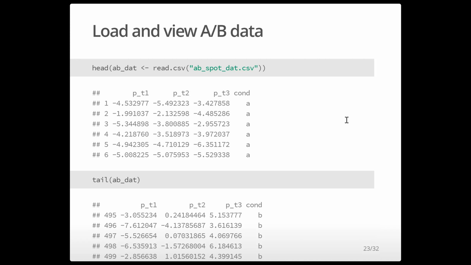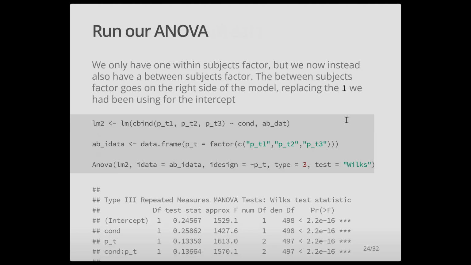So here's a slightly different data set, where we split the participants into conditions A and B. And so we see here podcast engagement across 3 time points in the different conditions. And so we have only one within subjects factor now, which is podcast engagement. But we do have a between subjects factor, which is the condition.